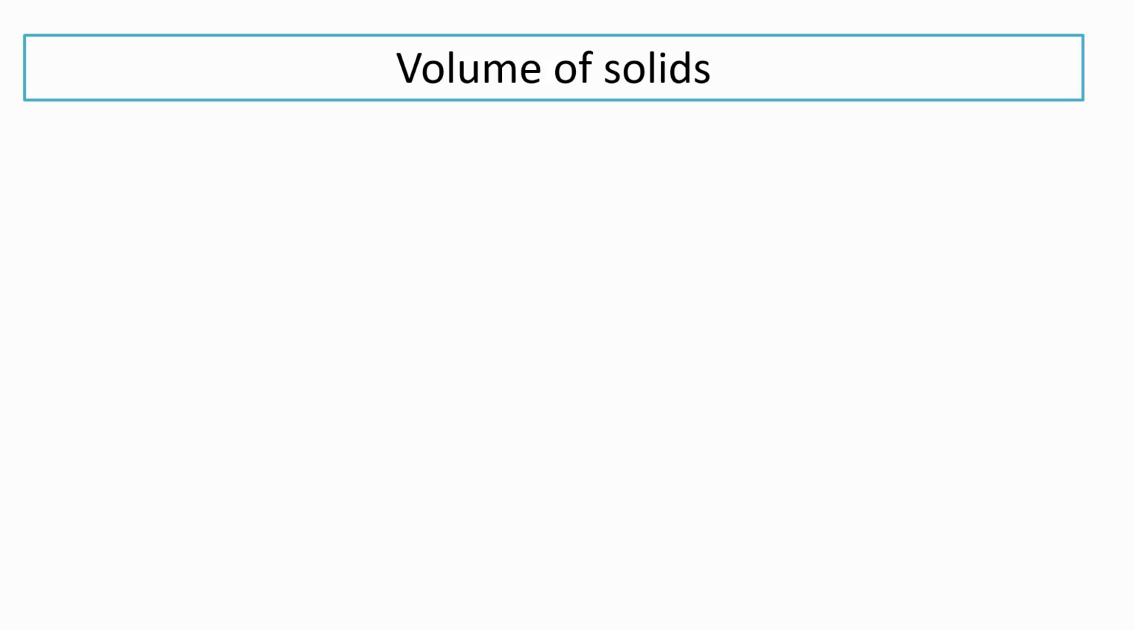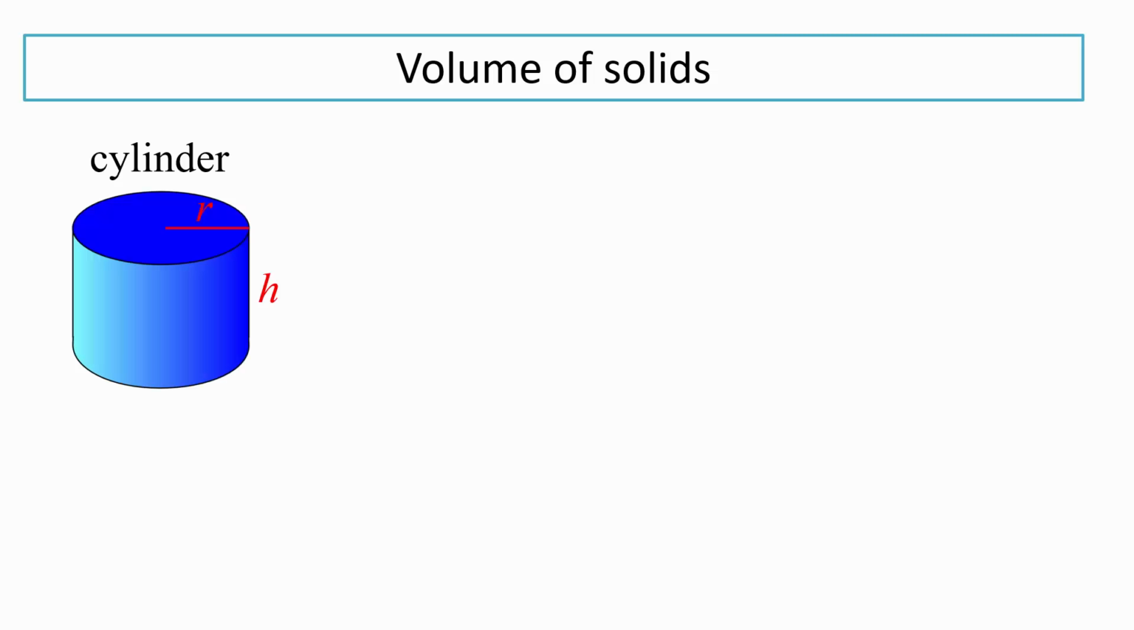Hi, welcome to my latest video, all about volumes of solids and how we can obtain them. Have you ever thought about how we obtain a particular formula for the volume of a three-dimensional shape? For example, here's a cylinder, radius r, height h. What's the formula for the volume of a cylinder? You may have used it already. Volume is pi r squared h.